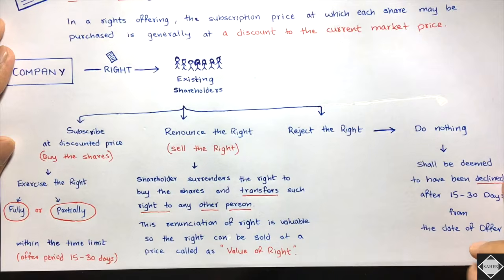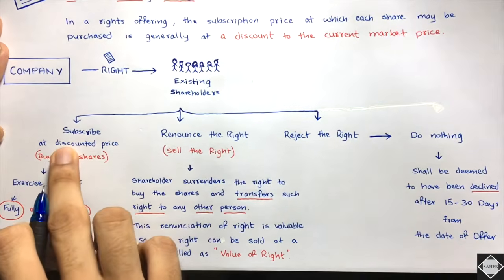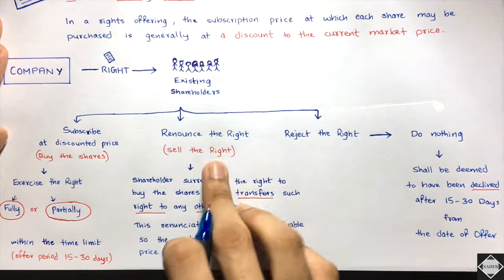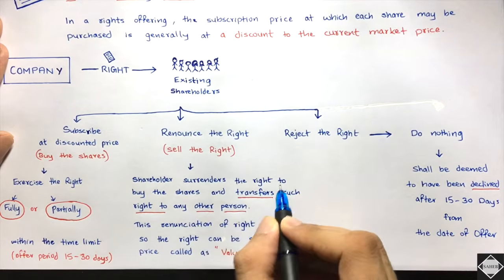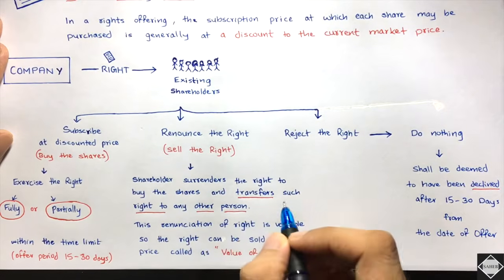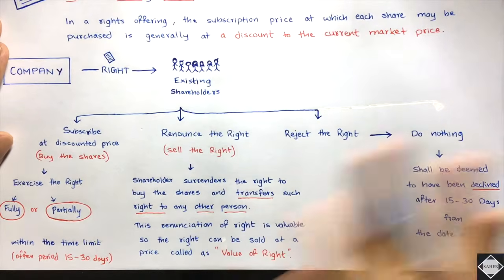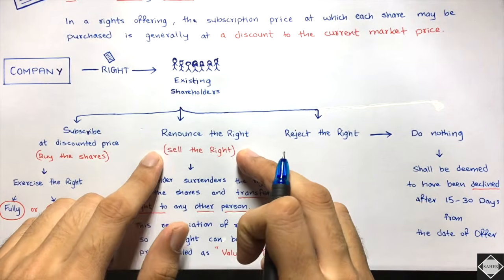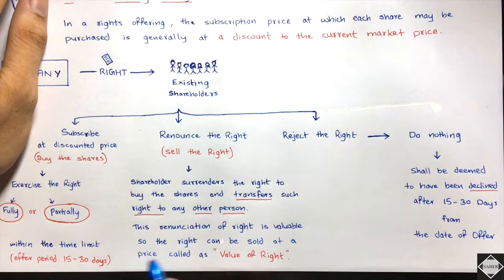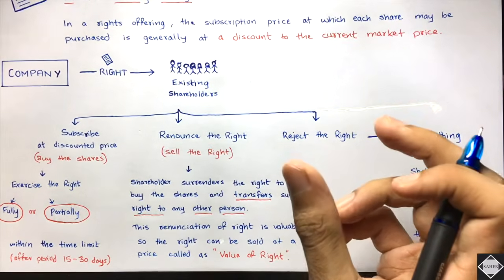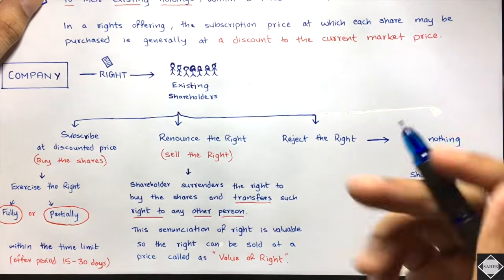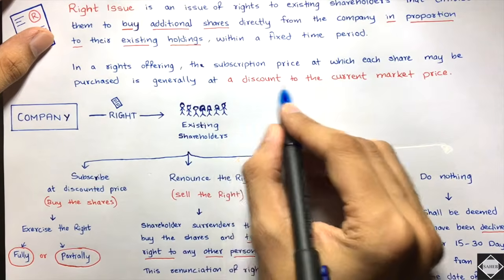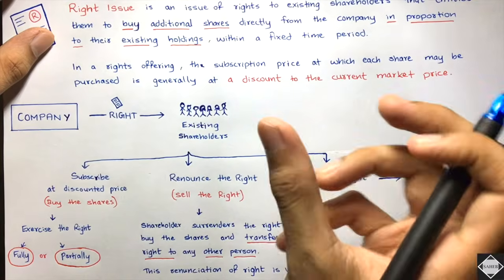So the same thing I have written over here also. Existing shareholders subscribe at a discounted price, that means buy the shares fully or partially. In renunciation, the shareholder surrenders the right to buy the shares and transfers such right to any other person. It doesn't have to be an existing shareholder. Sell the right to any other person. This renunciation of right is valuable. Why? Because with that right, any person can buy the shares at a discounted price. That discount benefit is there.